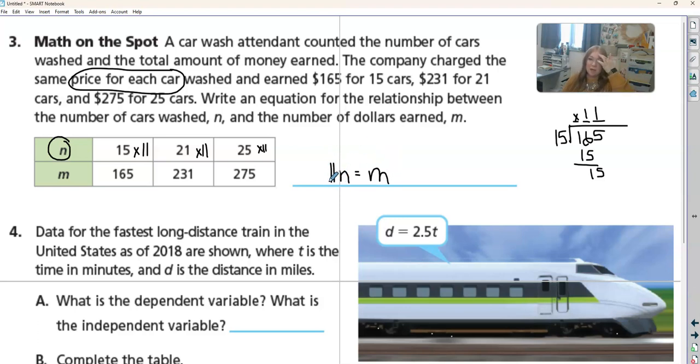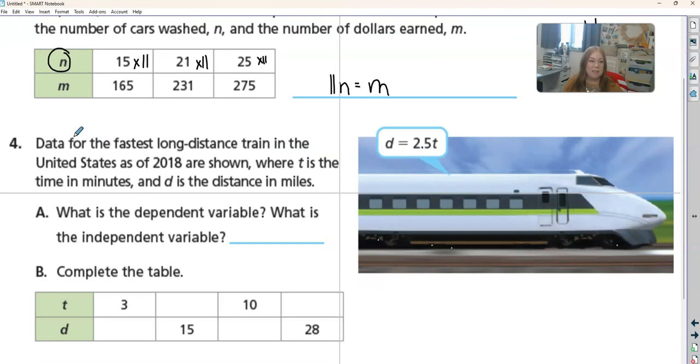So the cars come and get washed, and that's independent. These people choose to come get their cars washed, but the amount of money we make depends on, so this is dependent, the money we make depends on how many cars get washed.